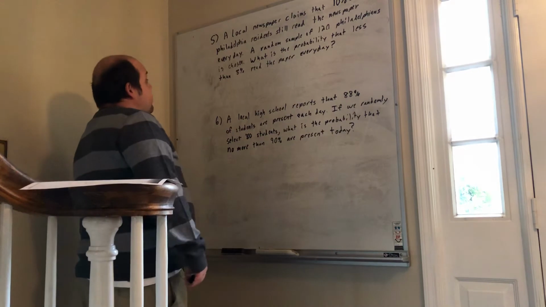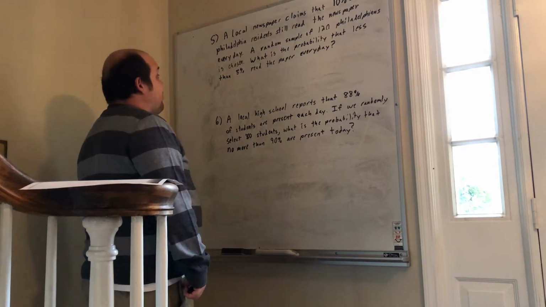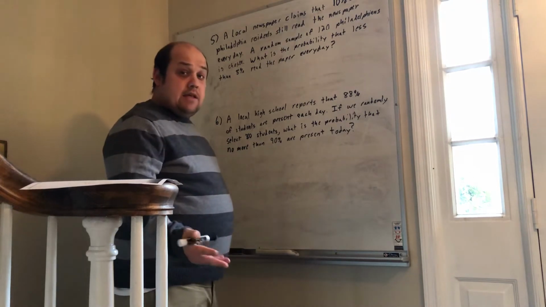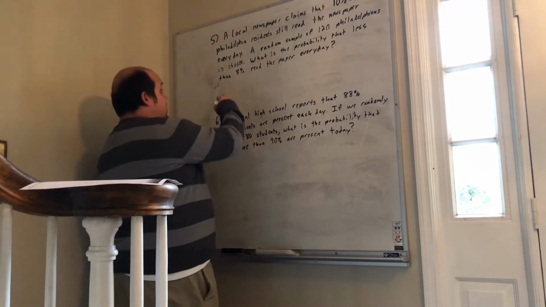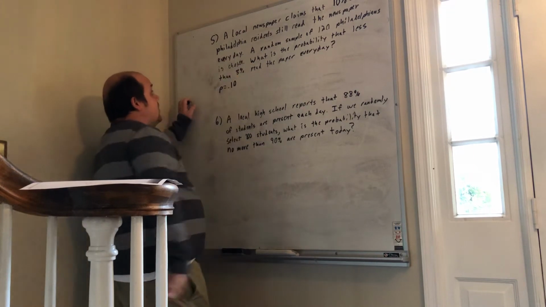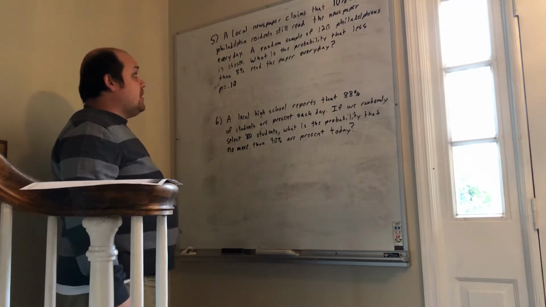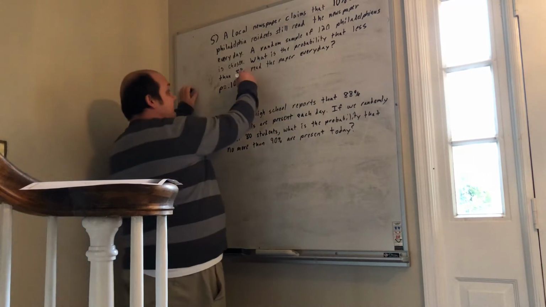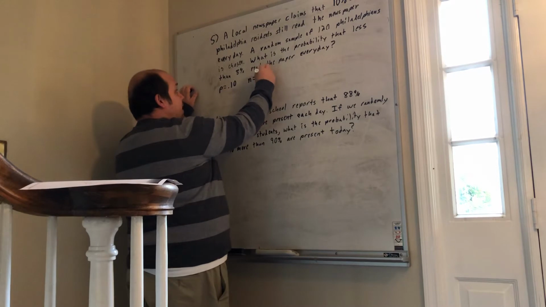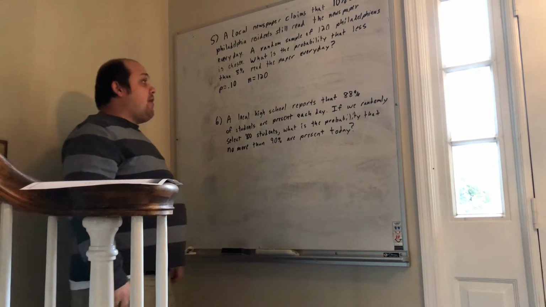So when I'm reading this prompt, a local newspaper claims that 10% of Philadelphia residents still read the newspaper every day. What they're claiming is the population proportion. So I'm going to write that down as p equals 0.10. A random sample of 120 Philadelphians is chosen. So that random sample is my n equals 120. What's the probability that less than 8% read the paper every day?